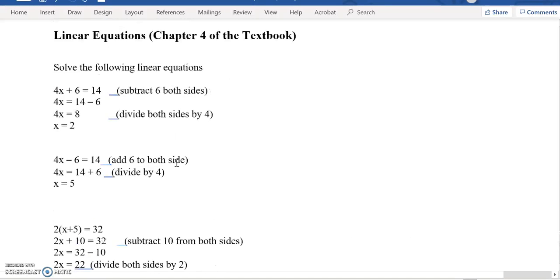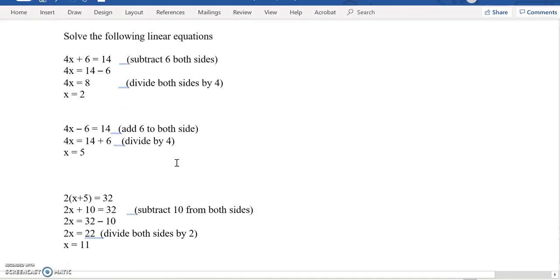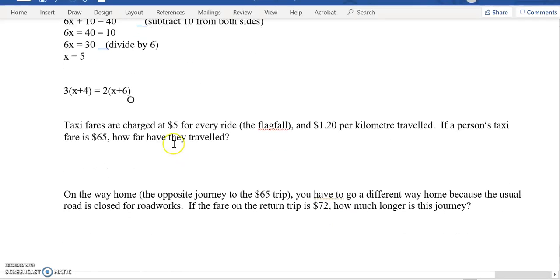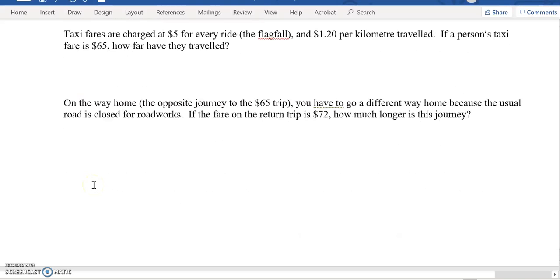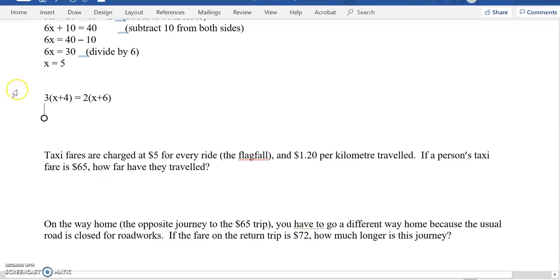We've been working through these linear equation questions. We have one left where we have to expand both sides and work it out. I did get partway through this, but I'll start again, and then there are 2 word questions to work through.